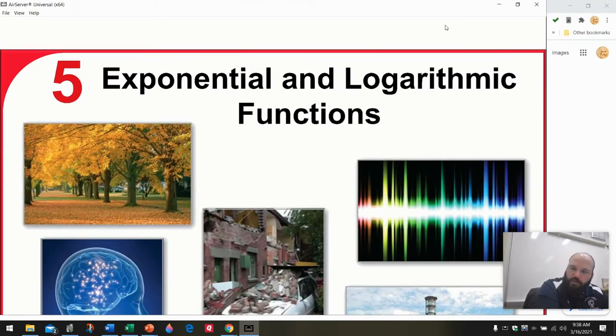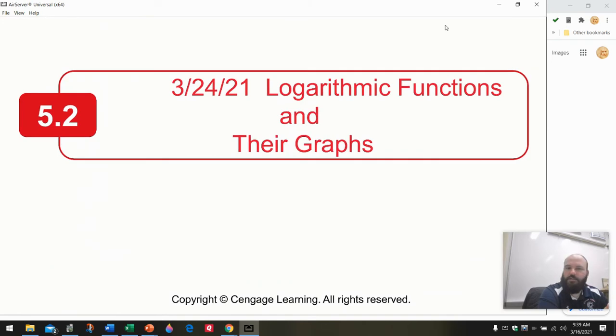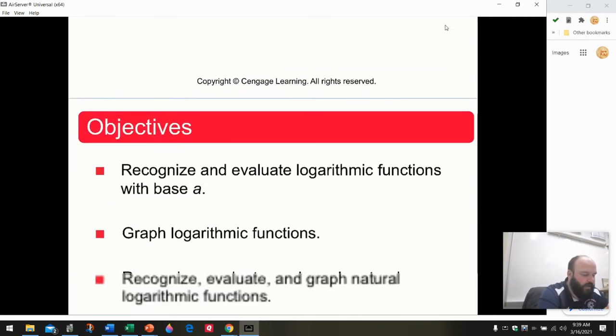Hello, everybody. So today we're going to move into Chapter 5, Section 2, and you should have finished up your student loan packets. We're going to continue with our discussion of exponentials and show you some uses of what that log button is for on your graphing calculator or scientific calculator. So this is going to discuss logarithmic functions and what their graphs look like.